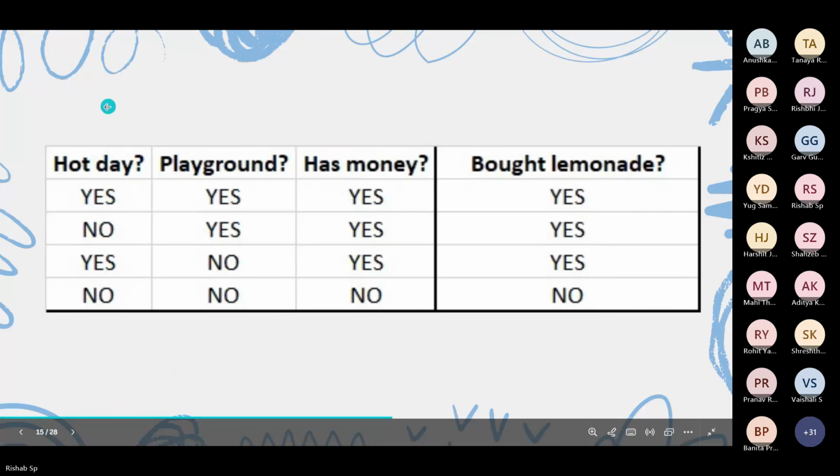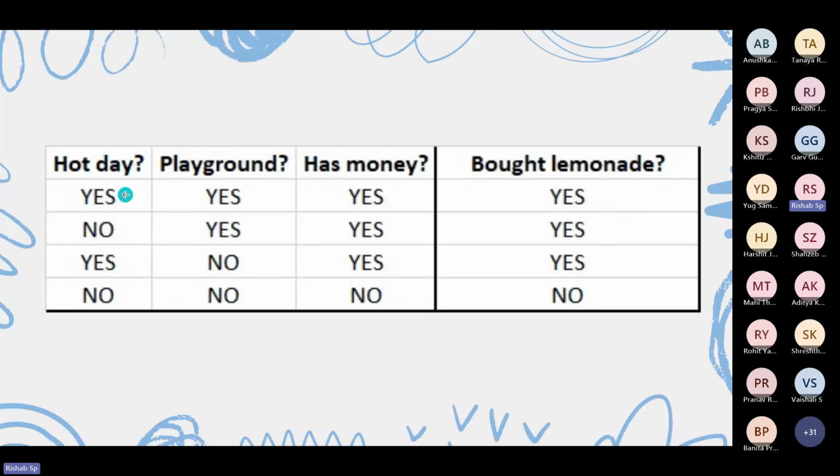Is it a hot day? Mr. Bean has an answer: yes. Is there a playground? Yes. Is there money with the customers? Yes. Did they buy the lemonade? Yes. So there are 4 cases, out of which it's a hot day, there's a playground, and the customers have money, so they bought a lemonade. So there can be some sales happening.